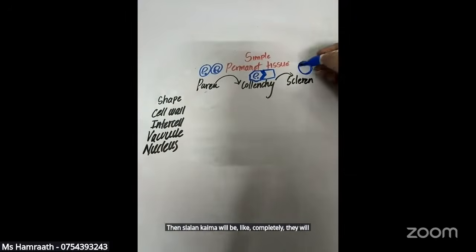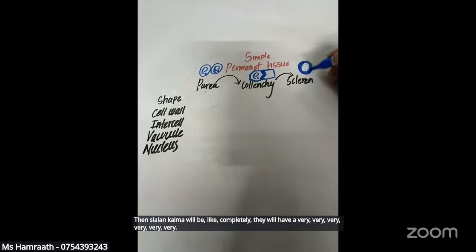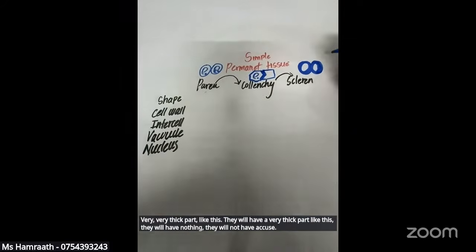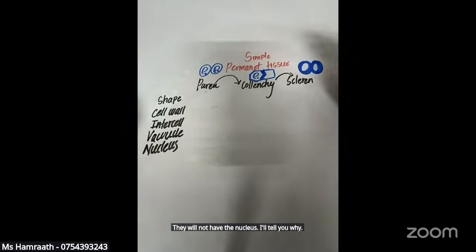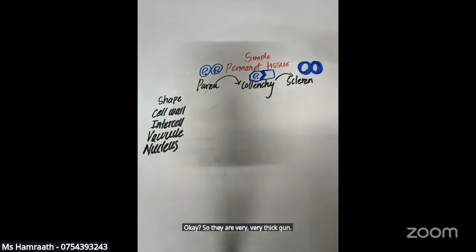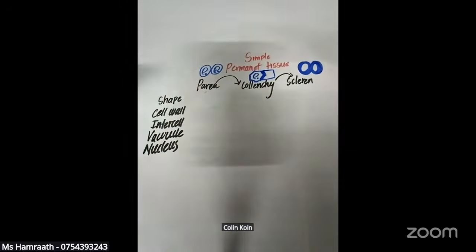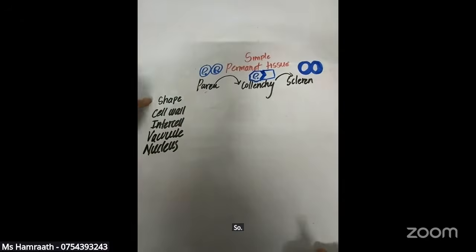They will have a very, very thick part like this. They will have nothing. They will not have vacuoles. They will not have the nucleus. I'll tell you why. They are very thick and hollow-like structures. So if the parenchyma becomes matured, it will become collenchyma. If the collenchyma becomes matured, we call it sclerenchyma. This is how the maturity goes in the simple permanent tissue. So what is the shape of the parenchyma?